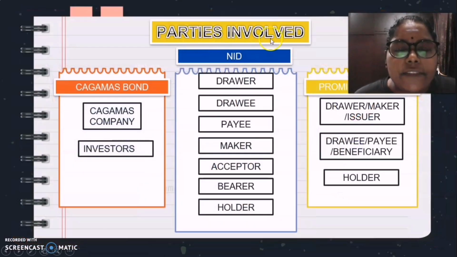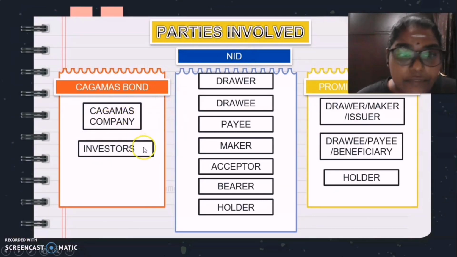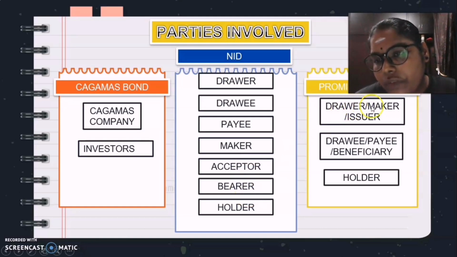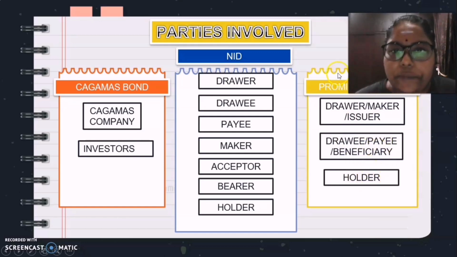And the parties involved for the Cagamas bond are Cagamas, the company, and investors. For the NID: drawer, drawee, payee, or maker, acceptor, bearer, holder. Promissory note: drawer or maker or issuer. The drawee is known as payee or beneficiary. The last is holder.